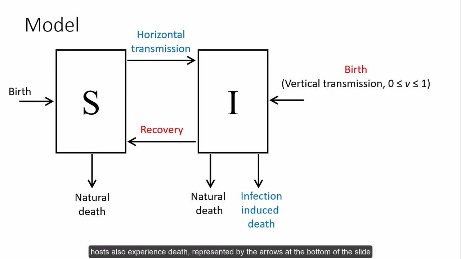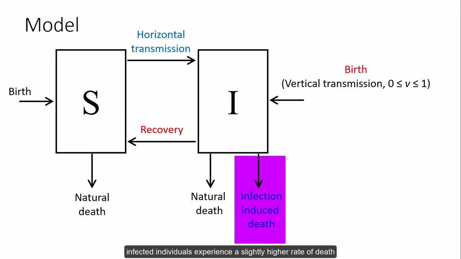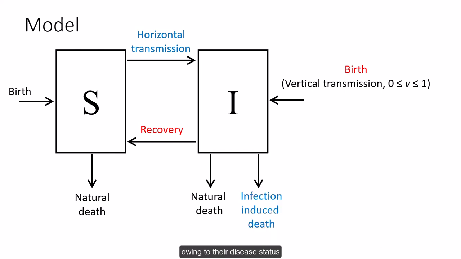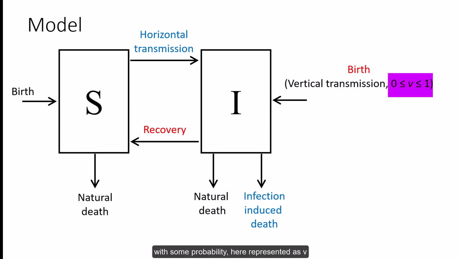Hosts also experience death, represented by the arrows at the bottom of the slide. Infected individuals experience a slightly higher rate of death, owing to their disease status. The population of hosts is replenished by births. Offspring produced by infected parents acquire their parent's infection with some probability, here represented as V. In this case, they enter the population already in the infected state.